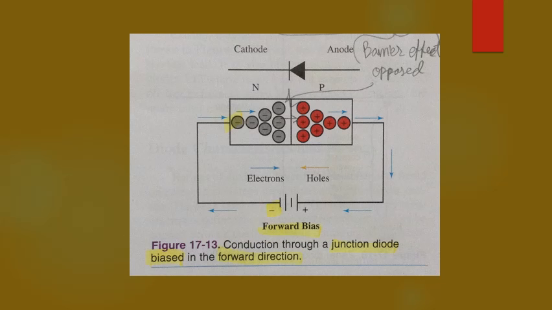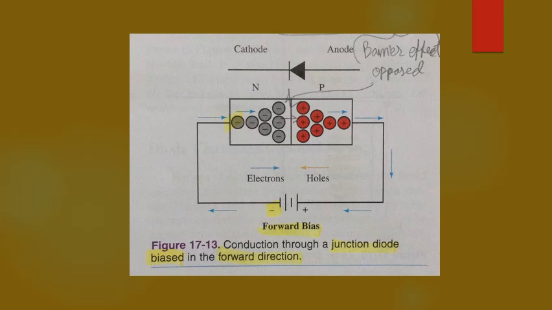Forward and reverse biasing. A voltage potential is connected across a diode in figure 17-13. The positive terminal of the source is connected to the P crystal. The negative terminal is connected to the N crystal. The negative electrons in the N crystal move toward the barrier. The positive holes in the P crystal move toward the barrier.